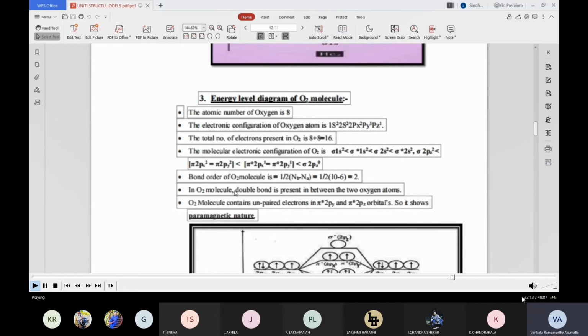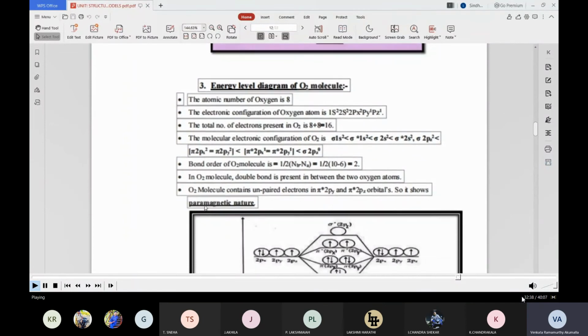The oxygen molecule contains unpaired electrons in the π*2py and π*2pz orbitals. So this is the magnetic nature of the oxygen molecule: the unpaired electrons make the oxygen molecule exhibit paramagnetic nature.